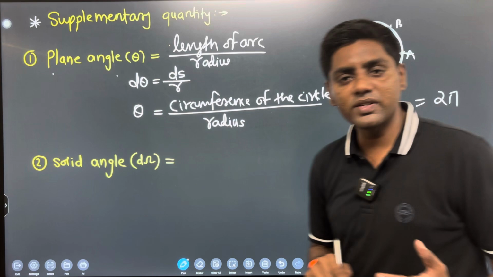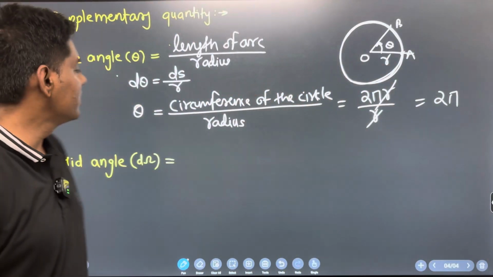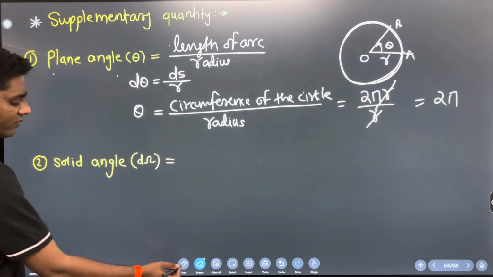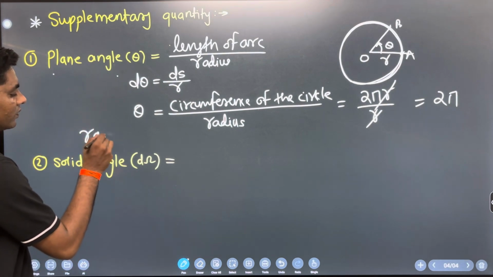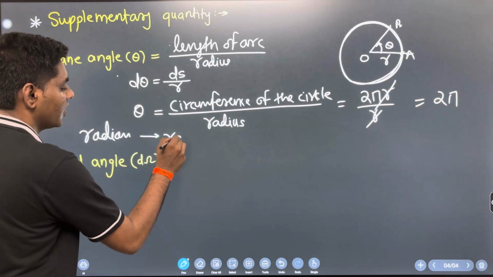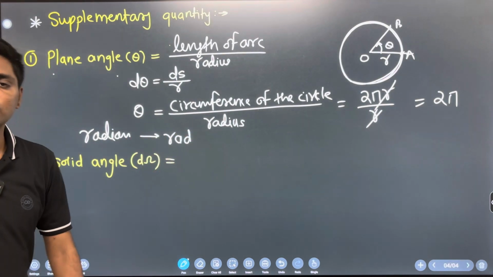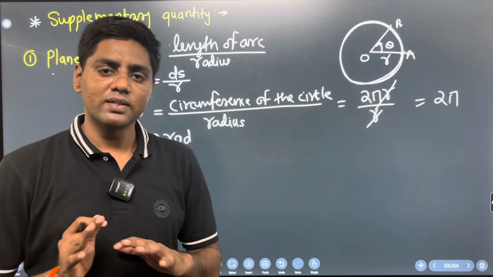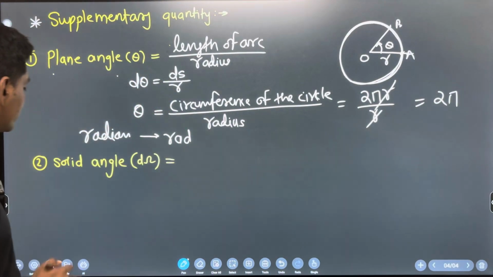And remember the SI unit of plane angle, you have to remember the SI unit. The unit of plane angle is radian. And the symbol, remember the symbol, that is rad. So this is the most important supplementary unit, that is plane angle. So now we go for the next, solid angle.